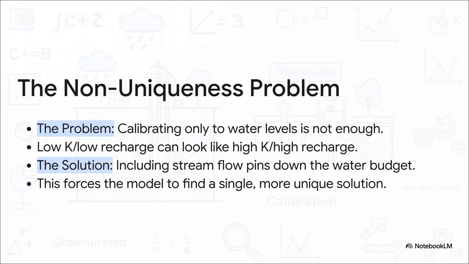So here's the big insight. Just matching those water levels or heads is not enough. You can have a situation, for example, where low conductivity and low recharge give you the exact same water levels as high conductivity and high recharge. So the model would look perfectly calibrated, but its internal logic would be completely broken, making it useless for predicting anything. The solution? You have to include streamflow observations. That data pins down the total water budget. It forces the model to find that single, more unique combination of parameters that actually reflects reality.